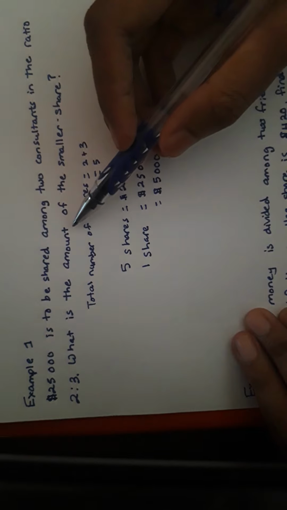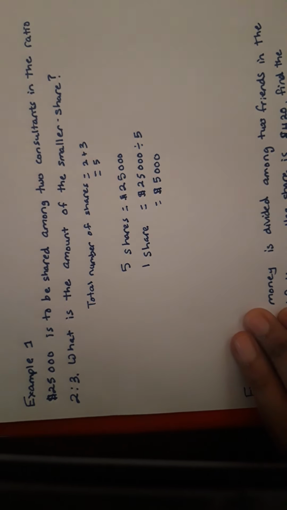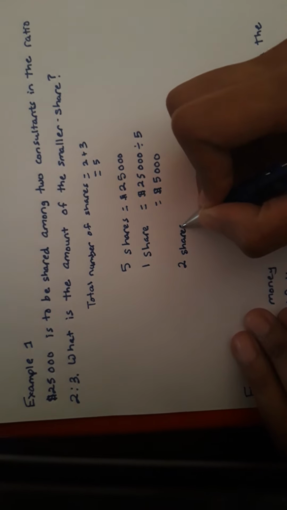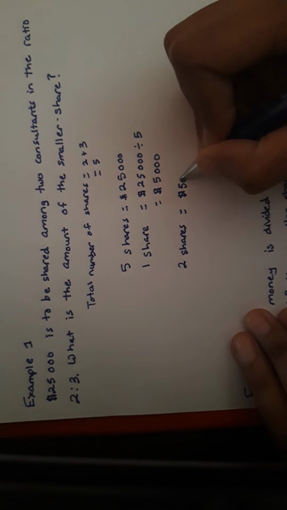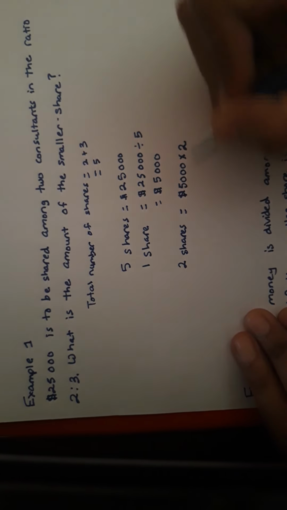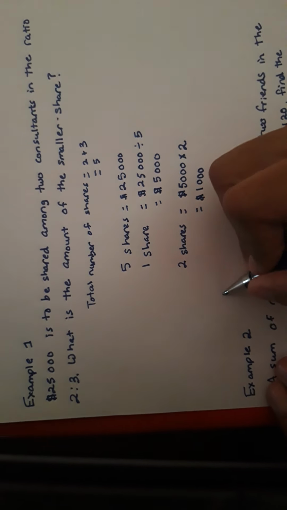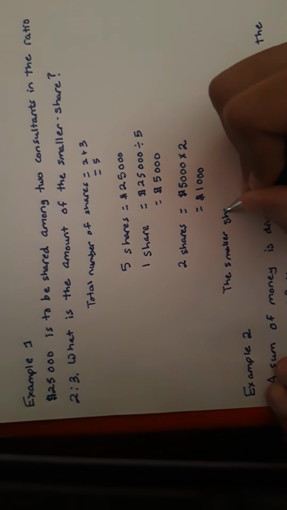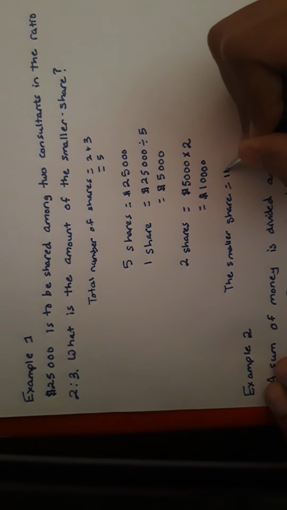Now we were asked to find the amount of the smaller share. That's the value the 2 represents, or the 2 shares that the first consultant obtained. So we are asked to obtain the value of 2 shares. If one share is $5,000, 2 shares will be that same 5,000 times 2, or $10,000. So the smaller share is equal to $10,000.